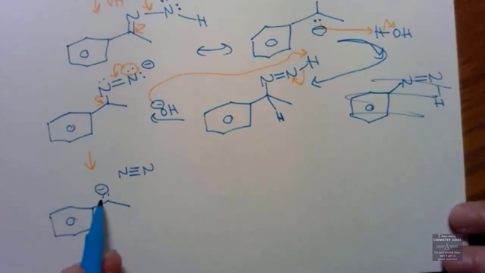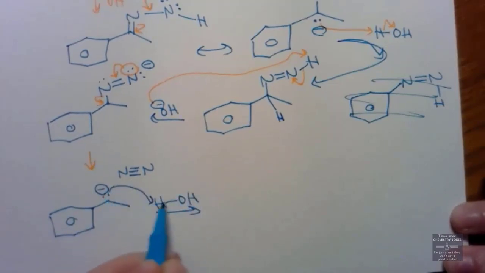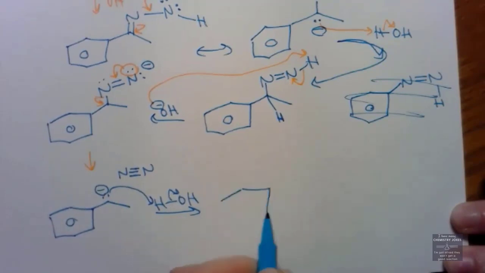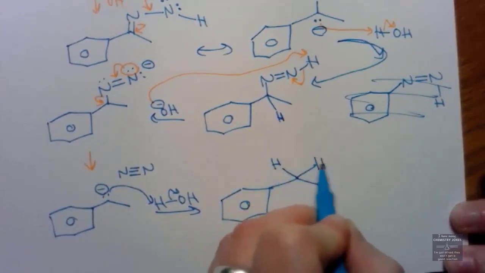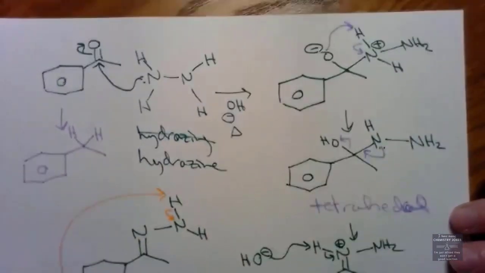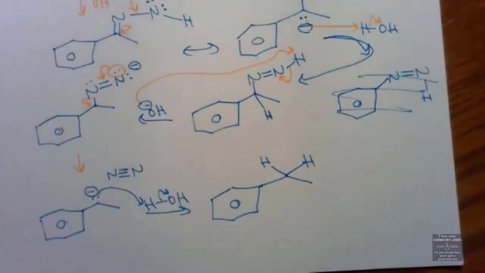So then that benzylic anion can get protonated just like the last one did, with maybe some water in solution where hydroxide reacted with some acid. So it's a pretty lengthy mechanism, but we turned our carbonyl ketone into two H's. That's the Wolff-Kishner.